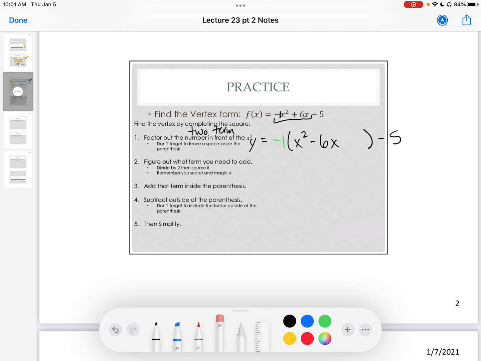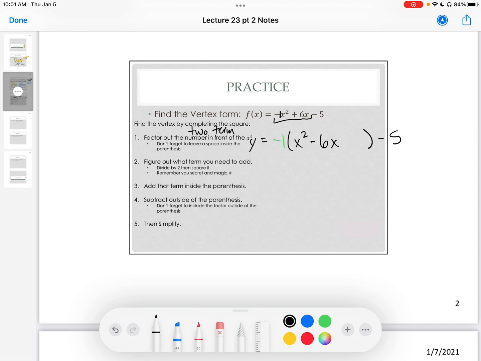Okay? So first step, you're going to factor out the number that is in front of the first x squared there. Notice I only factored it out of the first two terms. And also notice I didn't factor out the x. I left the x there. I just factor out the number that is in front of the x squared term. Okay? So, got that done. Now I'm ready to complete the square.